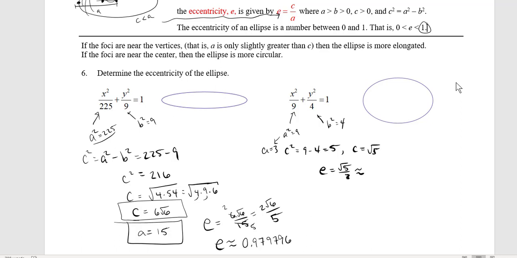And let me plug this in just so we get a sense of how big this number is. Root 5 divided by 3 is about 0.75. That's rounded, but that's roughly what it is. So we notice a lot further from 1 here means this ellipse is a lot less elongated.